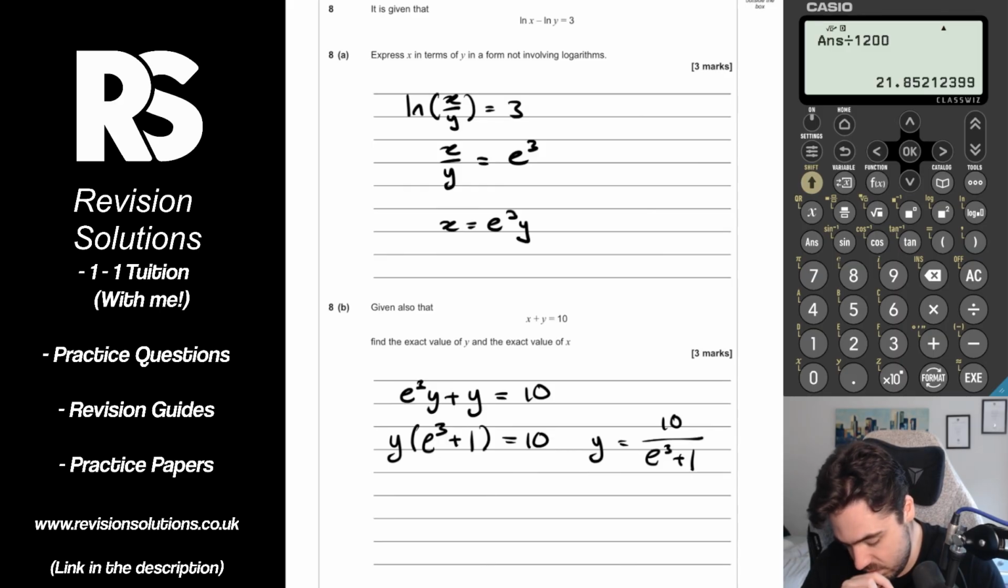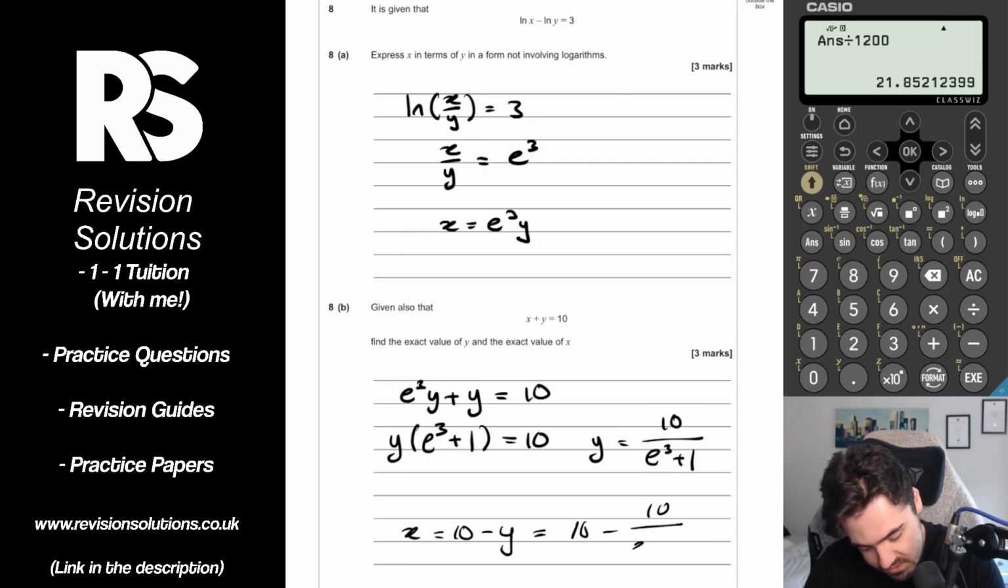Then if we want to go back and get x, x is just going to be 10 minus y, which means it's just 10 minus 10 over e cubed plus 1. And they haven't asked for it in any particular form other than it's exact. So we don't want a decimal, we want a precise thing, and both of those are exact. So those forms are fine.